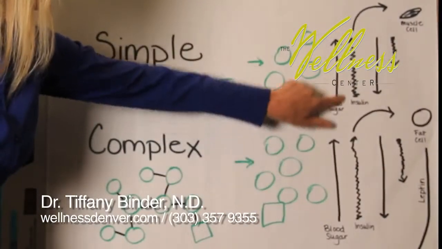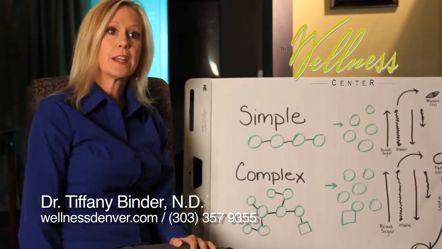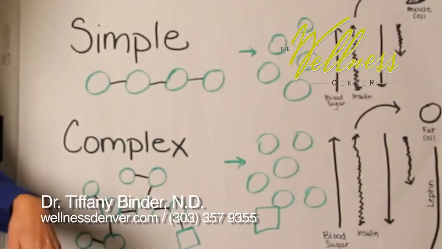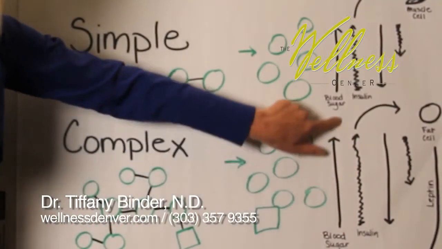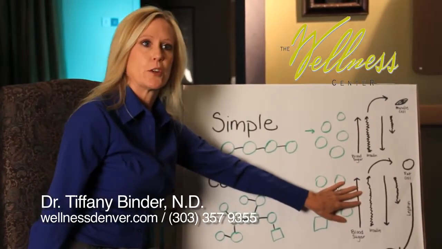When our blood sugar goes up, it triggers the pancreas to pump out insulin. Insulin is a hormone, and it gets secreted into the bloodstream. This is insulin. So it comes out. When insulin comes out, it says, okay, sugar, where do you want to go?